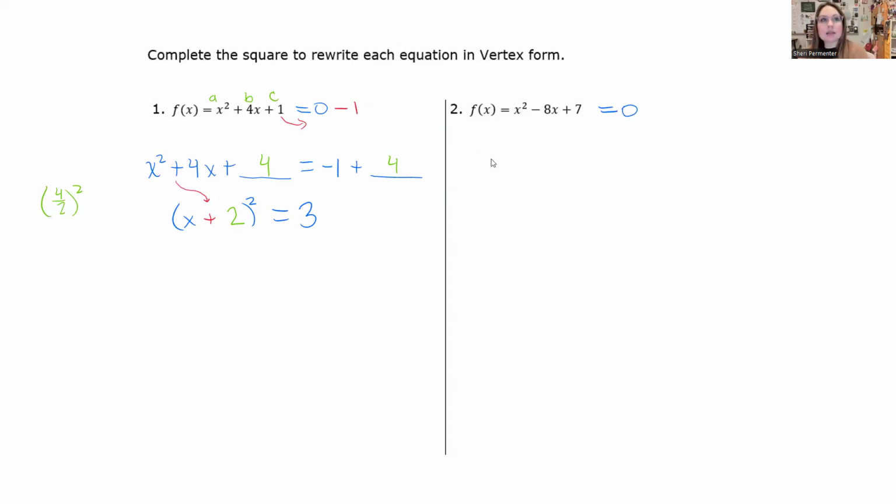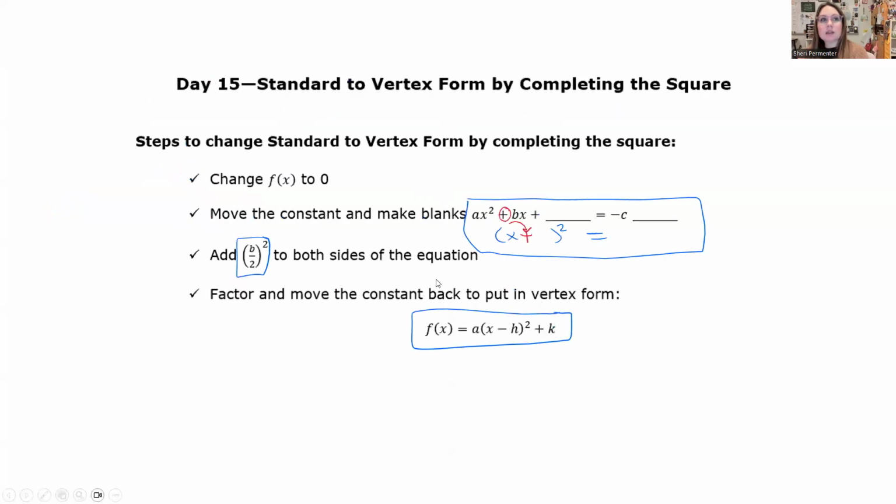Now this is the last step in our list. The last step is put it back in vertex form, to make it look like this. So right now the constant is on this side. We're just going to move it back over. So we moved it to complete the square. Now we're going to put it back.